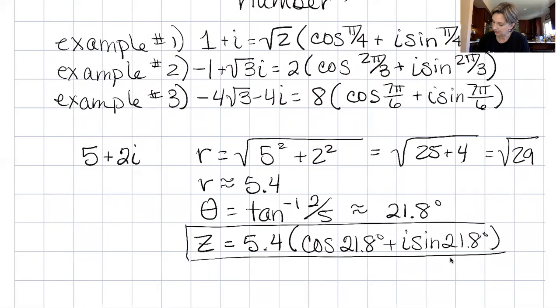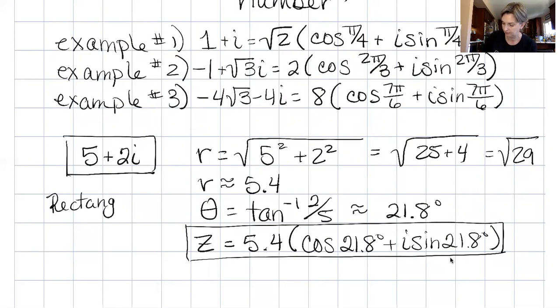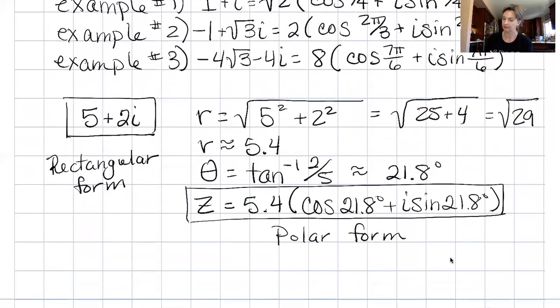Okay, so this right here, that's rectangular form. And this right here is polar form. Okay, there you go, you're done. Okay, you can do this, not too bad.